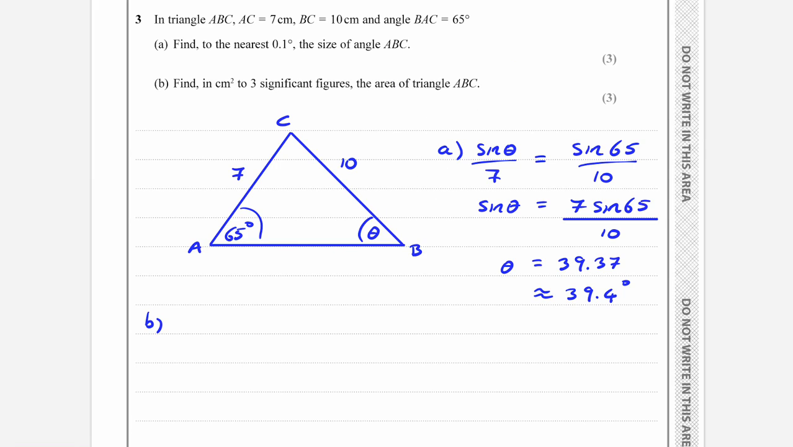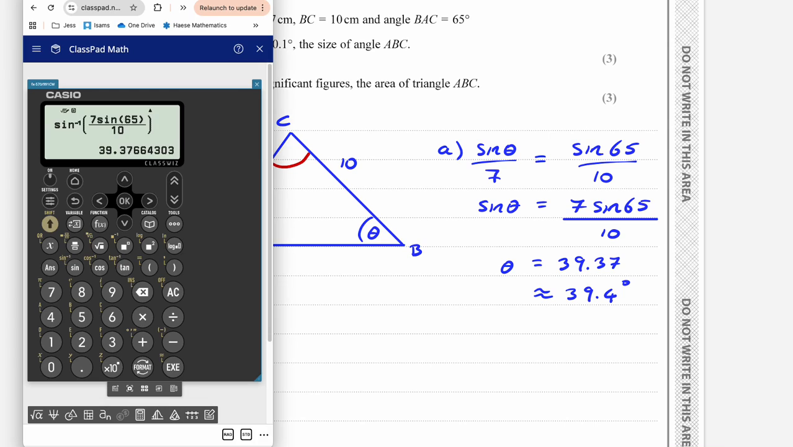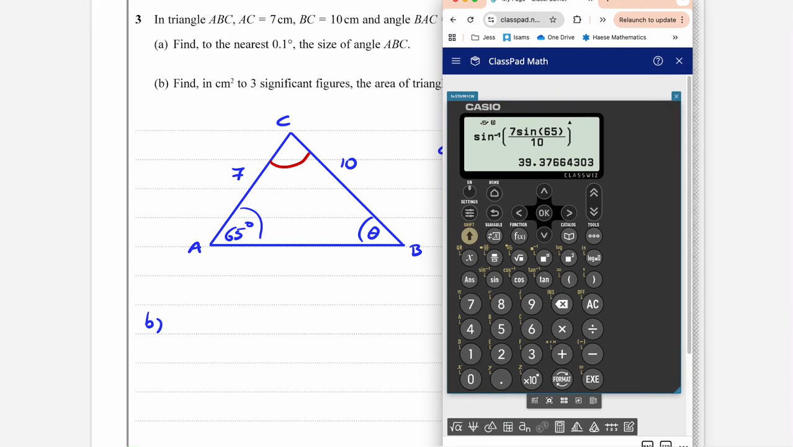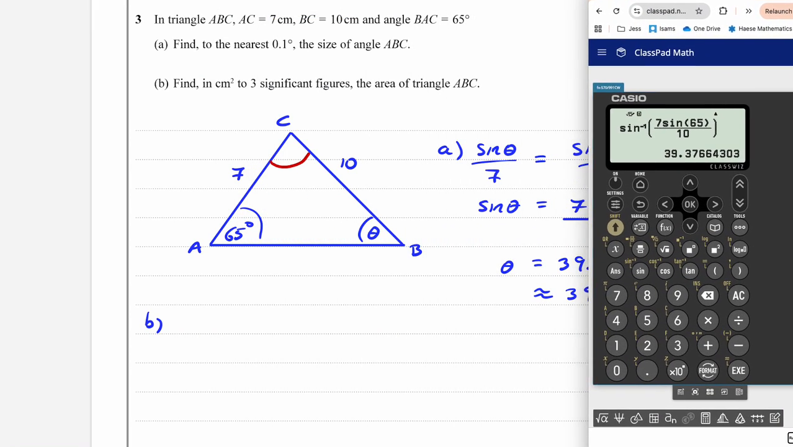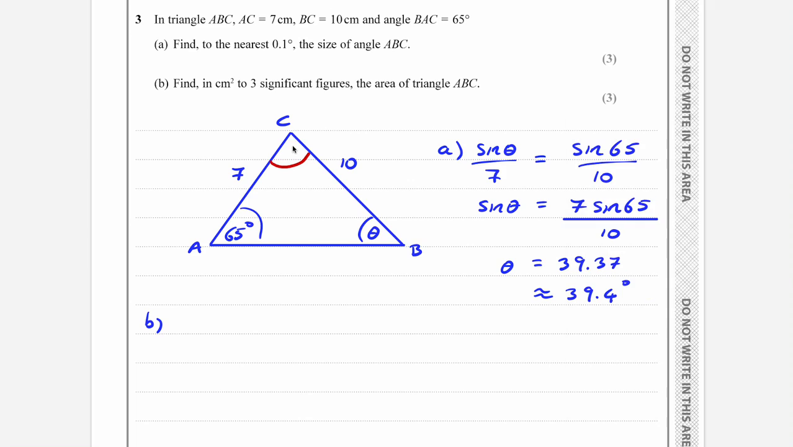Okay, if that's 39.4, this angle here, guys, has to be 180 minus 65 minus 39.4. So let's actually do that first. So this is going to be 180 minus 65 minus 39.4, which gives me that. Let me just change that to decimal. So it's 75.6.